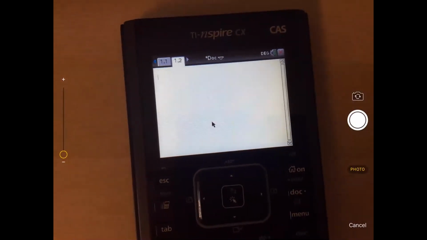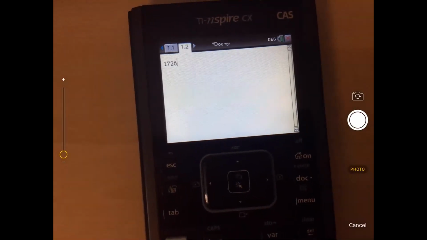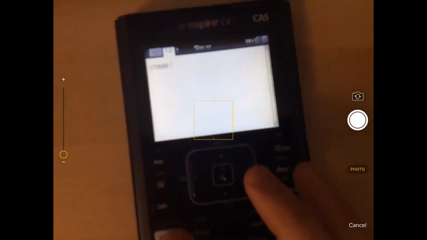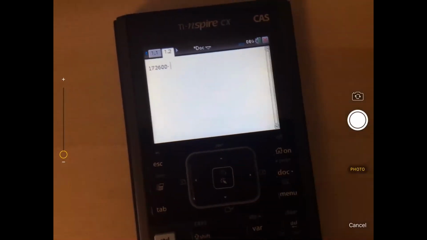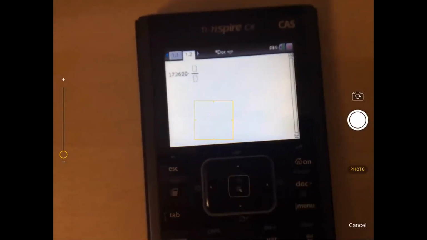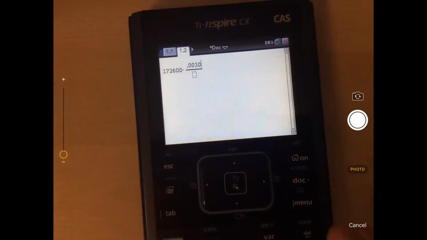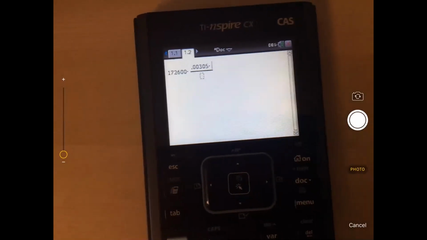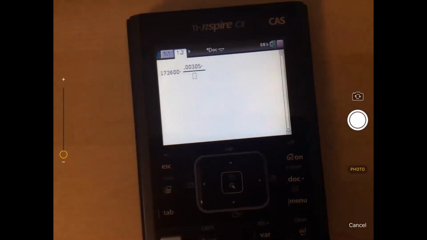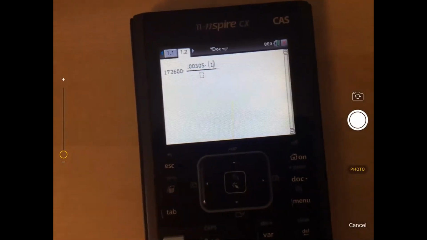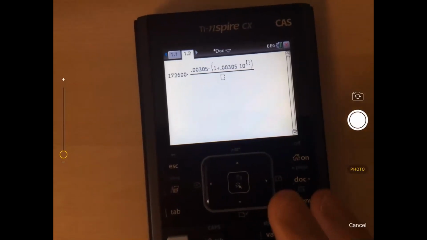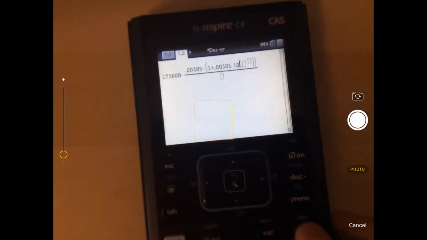So what am I typing in? I am typing in 172,600 times. All right, I'm gonna hit Control Divide. Control Divide, you got that, 0.00305 times 0.00305 times, in parentheses, 1 plus 0.00305, close parentheses, all to the, all right, something is going wrong here.